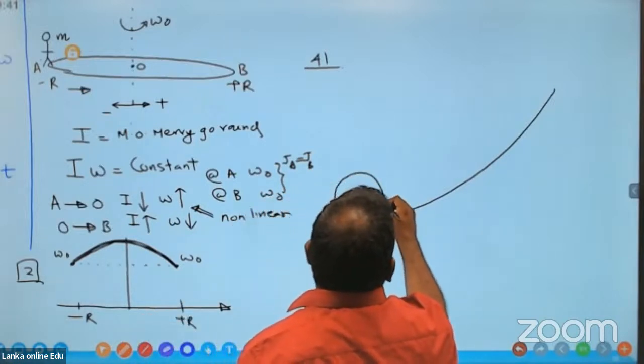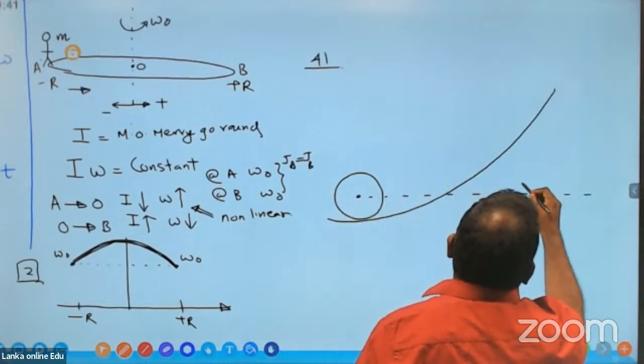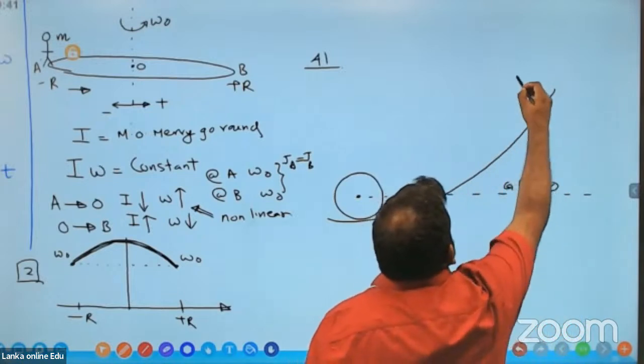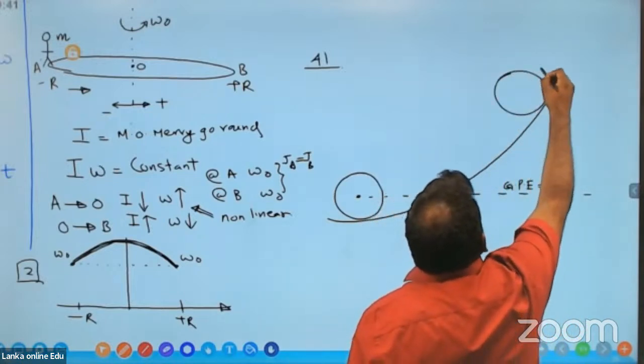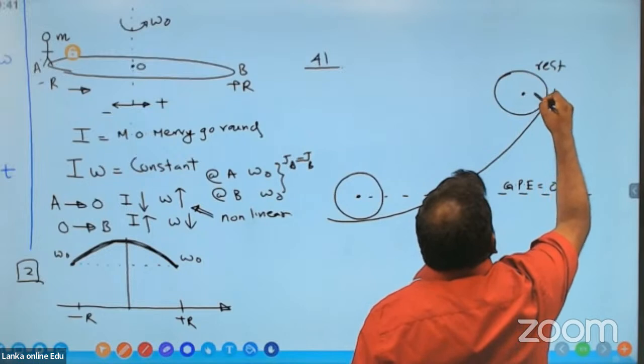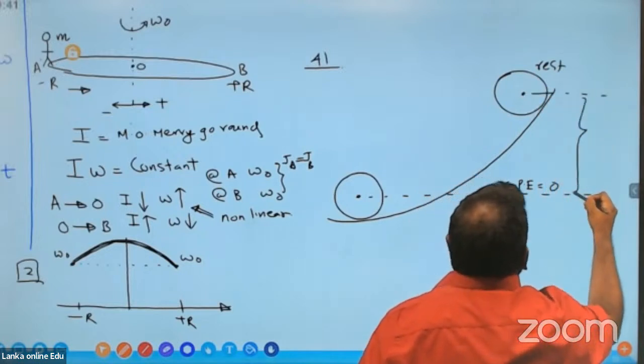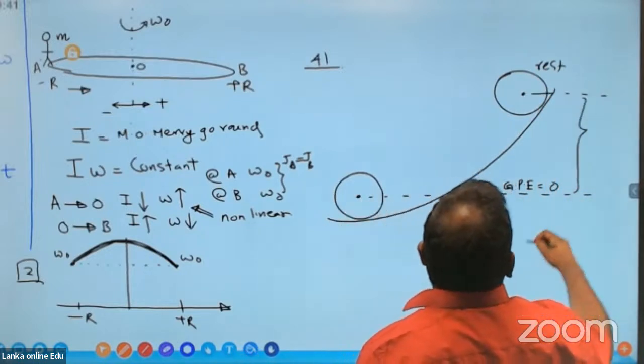So we can take this as the GP equals 0 line. Once it reaches here, let's say it comes to rest. Center of gravity. This is your H.